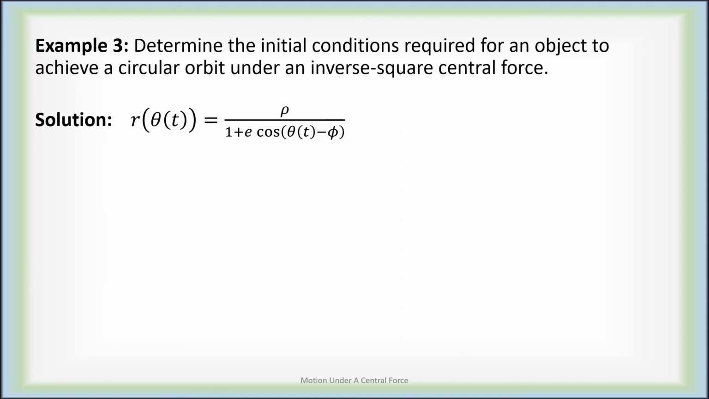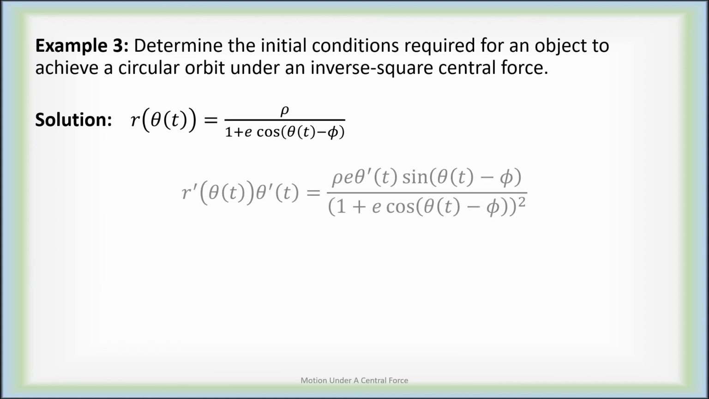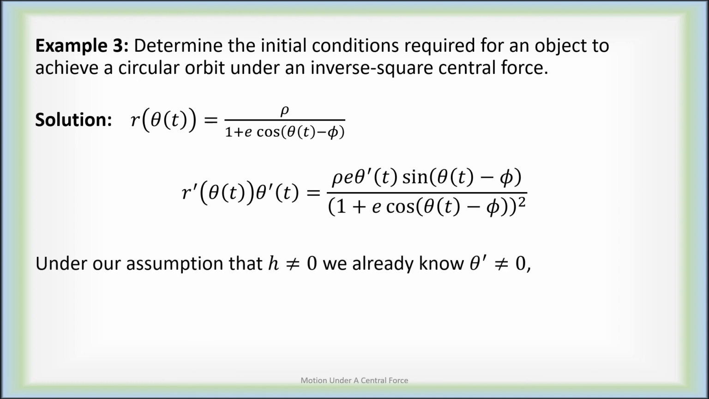So again, here is our solution for r as a function of theta of t. If we take the derivative d by dt, okay, it's a bit of work, but this is what you'll end up with. Under the assumption that h wasn't 0, we already know theta prime here and theta prime here will not be 0. So the eccentricity will be 0 if and only if r prime of theta of t, theta prime of t, equals rho eccentricity theta prime of t sine over 1 plus eccentricity cosine of all of this. Setting the eccentricity to be 0 makes this entire thing 0. Since theta prime isn't 0, r prime of theta of 0 must be 0.